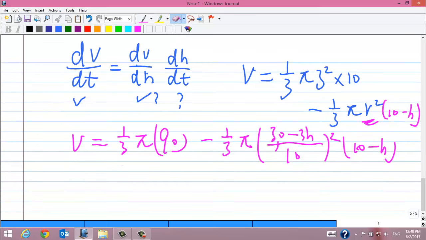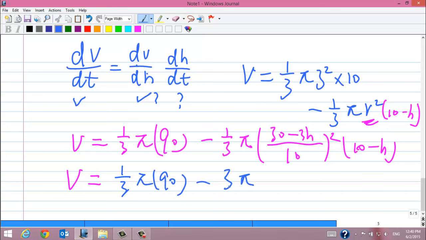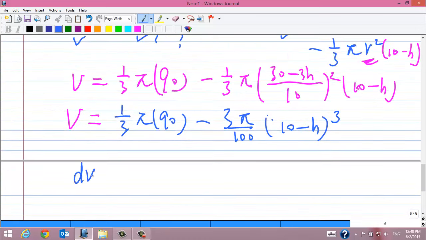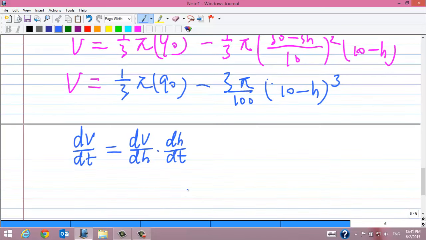Then you just simplify. V equal to 1/3 pi 90 minus, so it's 3 pi over 100 times (10 minus h) cubed. Now we're ready to do the chain rule. For the chain rule, dV/dt equals dV/dh times dh/dt. So I'm going to sub in dV/dt, which is 3. Now you need dV/dh.